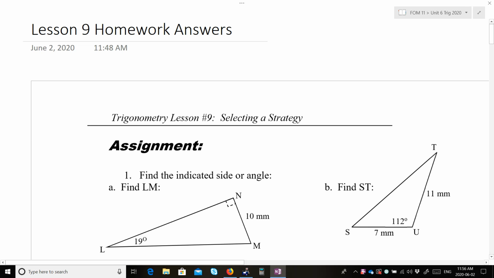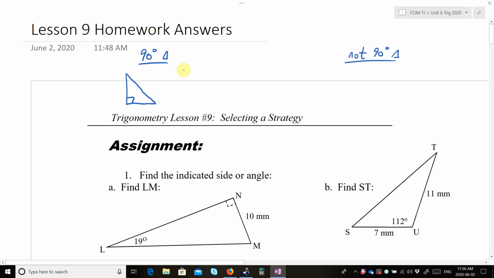This is an answer key for the Lesson 9 homework, and it was called Selecting a Strategy. Just before we do the assignment questions, here is basically the strategy, guys. You have to ask yourself, do I have a 90-degree triangle or not a 90-degree triangle? A 90-degree triangle is also called a right triangle. It's got a little 90-degree box in it.